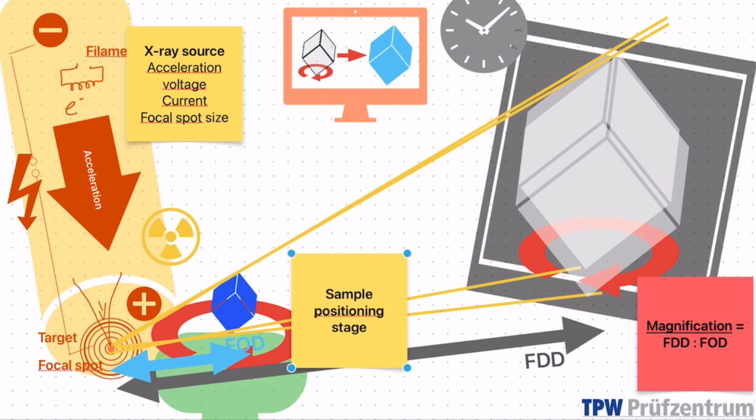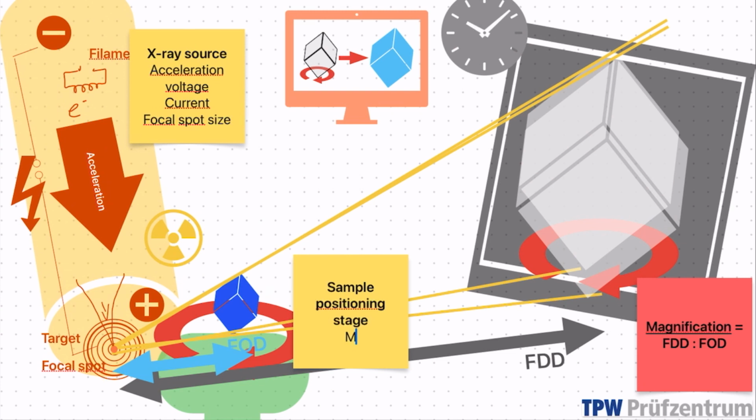For the sample positioning stage, the parameters to consider are first, of course, the material of the sample to be inspected. Then, of course, the size and the geometry of the sample have an impact as well. And then what needs to be considered is the position of the sample and the rotation steps over the 360-degree rotation.